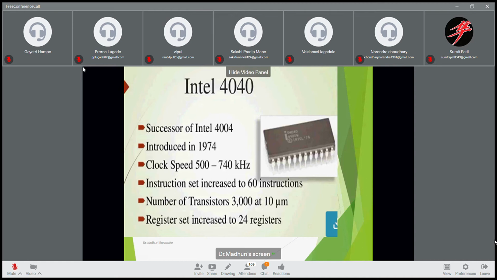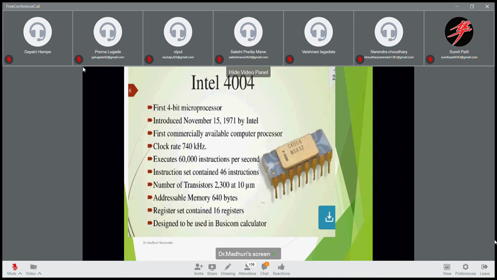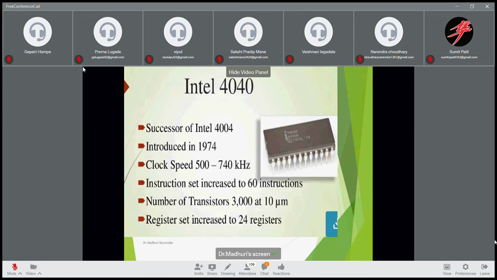Even the instruction set increased in this version of the microprocessor. There you had only 46 instructions, but here they increased it to 60 instructions. The number of transistors increased to near about 3000, and the register set also increased to near about 24 registers. So this is the next version of the Intel processor.